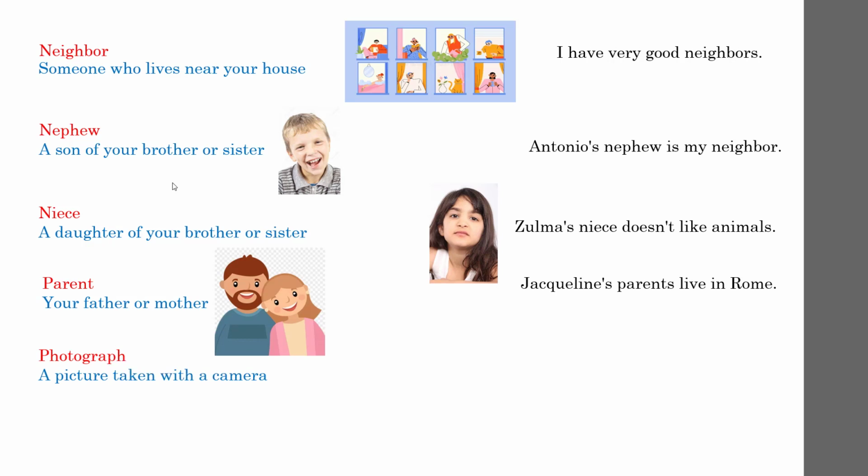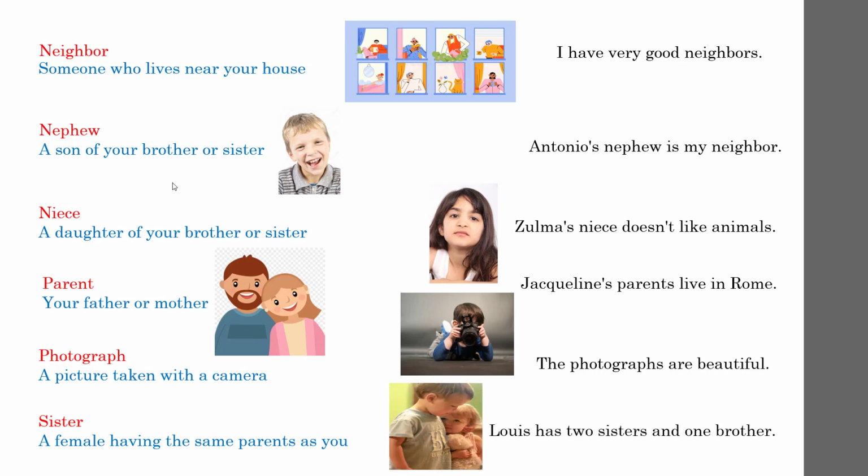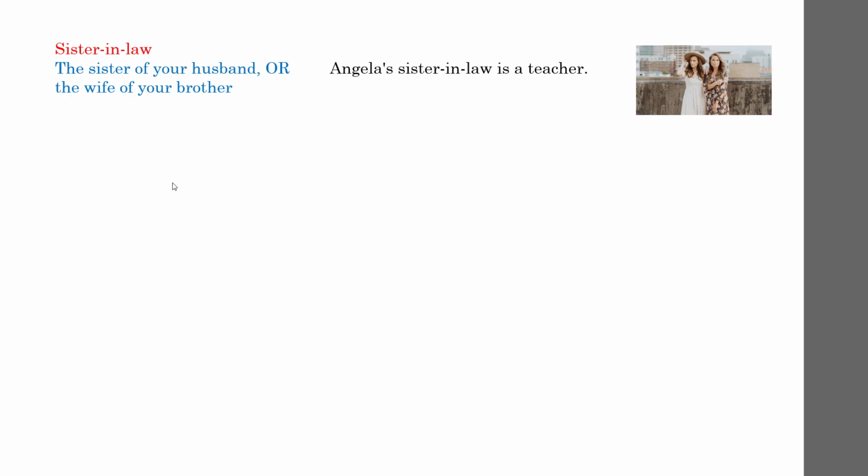Photograph. A picture taken with a camera. The photographs are beautiful. Sister. A female having the same parents as you. Louis has 2 sisters and 1 brother. Sister-in-law. The sister of your husband or the wife of your brother. Angela's sister-in-law is a teacher.